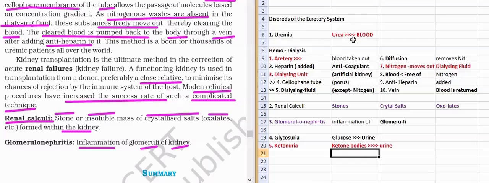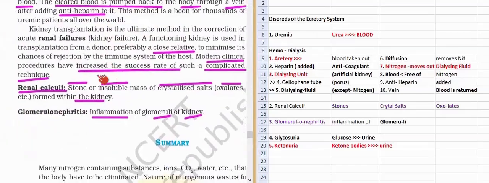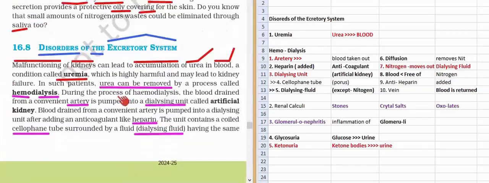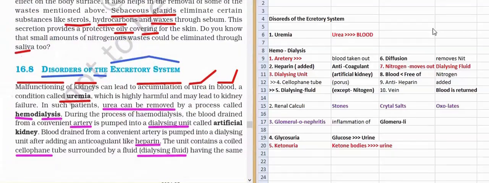So uremia, glycosuria and ketonuria, these three things you have to remember. If you want, you can keep this also here. It's much better. Okay, this is the concept. I hope you understood this topic. Very simple concept, and this chapter completes. Okay, thank you. Have a nice day.